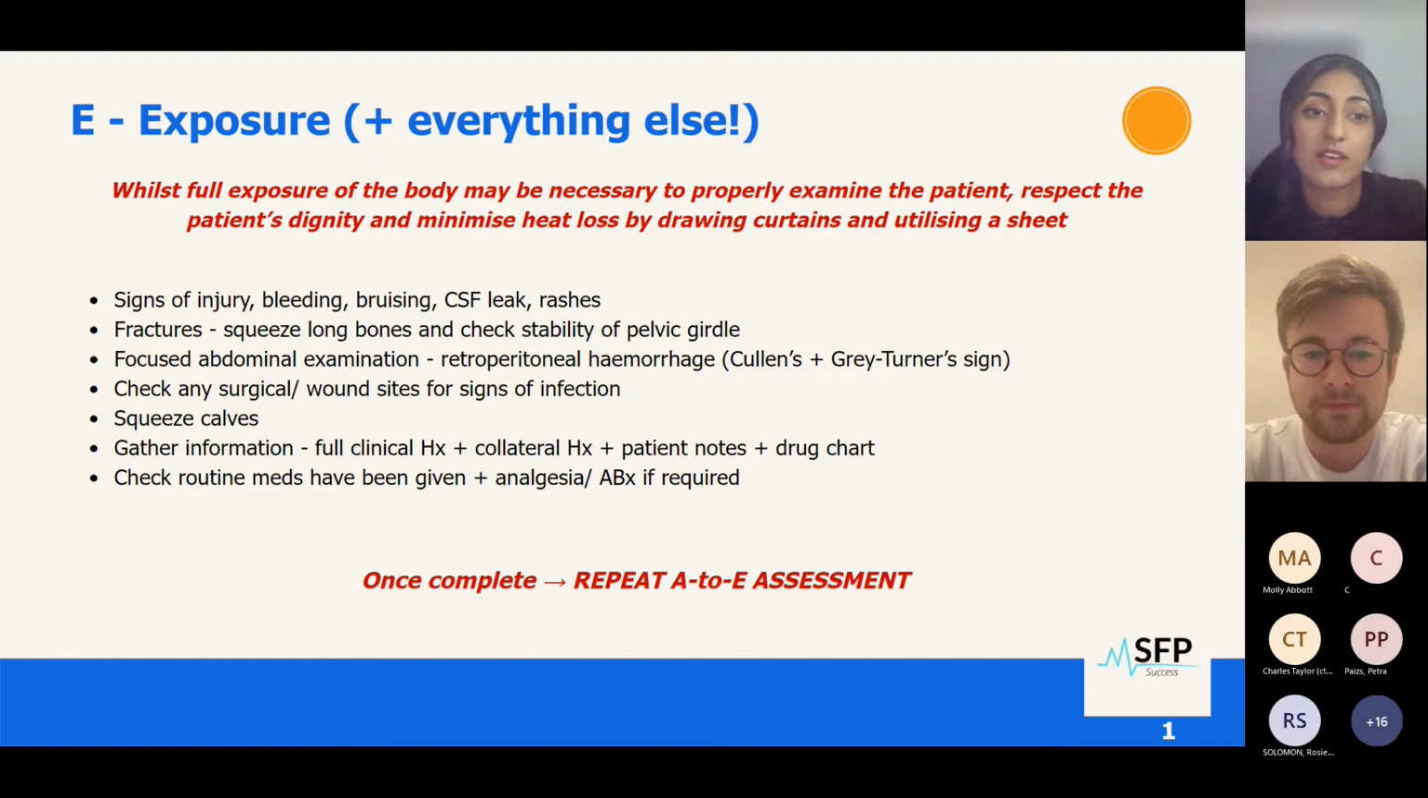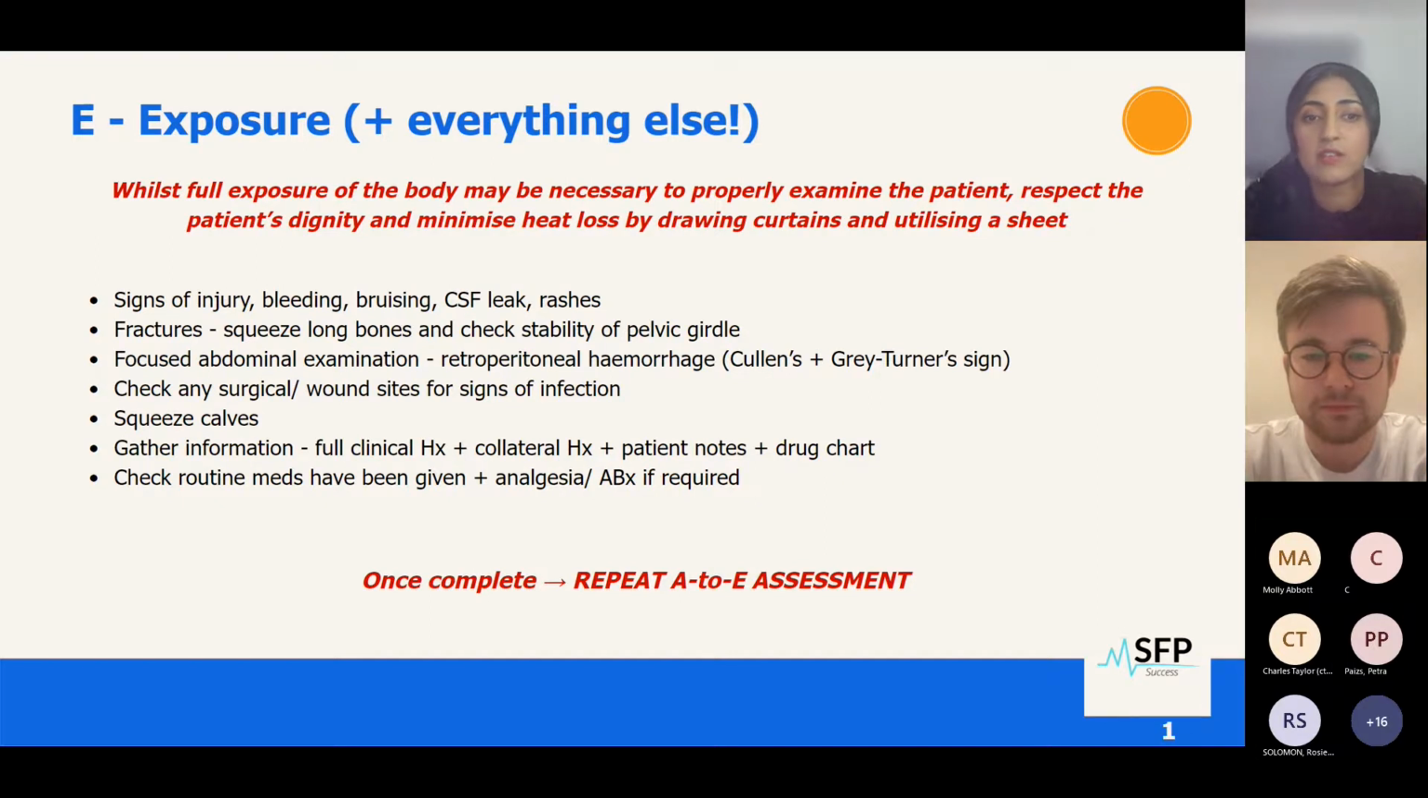So the things that you're looking for are signs of injury. So look head to toe. You're looking for any injury, any bleeding, any bruising, any CSF leaks, so any fluid coming from the nose and the ears, and then a general look for any rashes. You also want to look for fractures. A good way of assessing that is seeing whether you can visibly see any fractures, but then also squeezing the long bones and checking the stability of the pelvis.